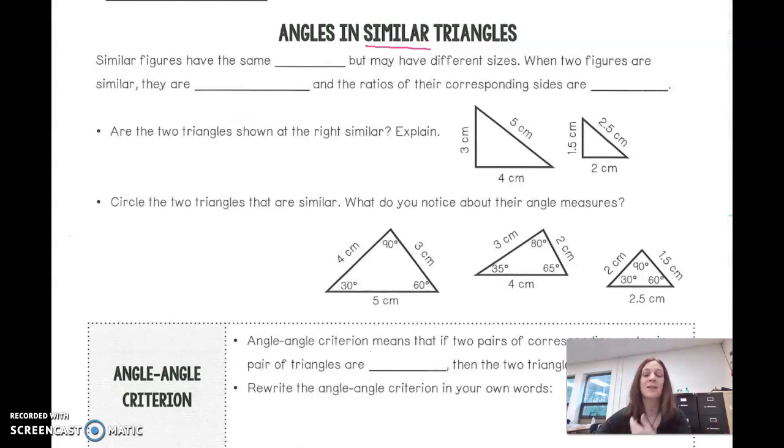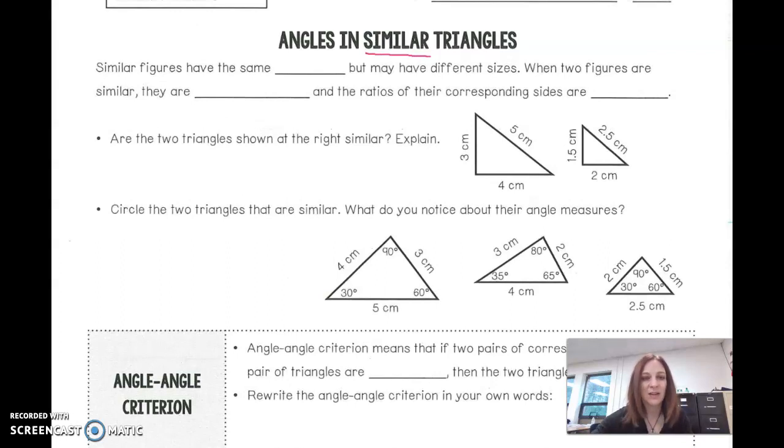But the next step of that is it can't just be a bigger triangle. The sides of the triangle have to have that ratio. They have to have the same scale factor. They have to grow at the same proportion. And that's what we're going to be talking about today. So, right here, similar figures have the same shape, but not necessarily the same size, or may have different sizes. When two figures are similar, they are proportional.